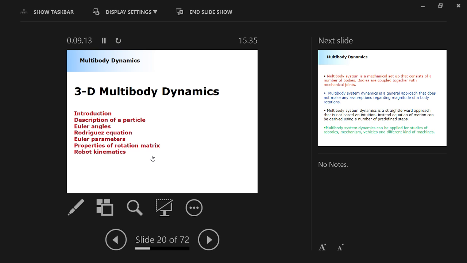What we can do is summarize, kind of refresh our mind about what we learned from the simulation of multi-body dynamics, simulation of mechatronic machines. We're going to look at the introduction, description of particle, Euler angles, and then what is extremely important is the Rodrigues equation. The Rodrigues equation is a method to express rotations in three-dimensional space using 4 parameters.